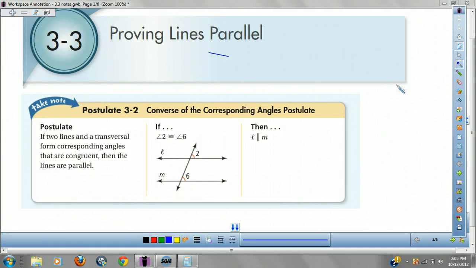What's nice about 3-3 is pretty much all the theorems we learned in 3-2 are exactly the same, just in reverse. We use the converse. Remember, converse is the reverse.